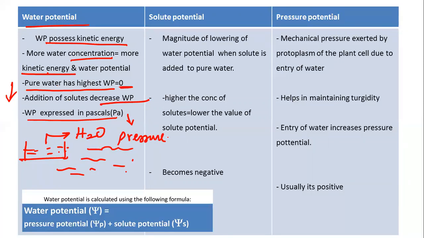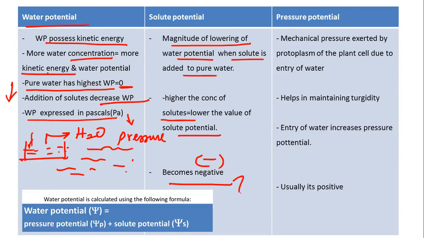Solute potential is the magnitude of lowering of water potential when a solute is added to pure water. As we keep adding solutes to pure water, the concentration of solutes increases. Higher concentration of solutes means a lower value of solute potential, so it becomes negative; it will always be negative. To make it simple: solute potential is the magnitude of lowering of water potential when a solute is added to pure water. That is about solute potential.